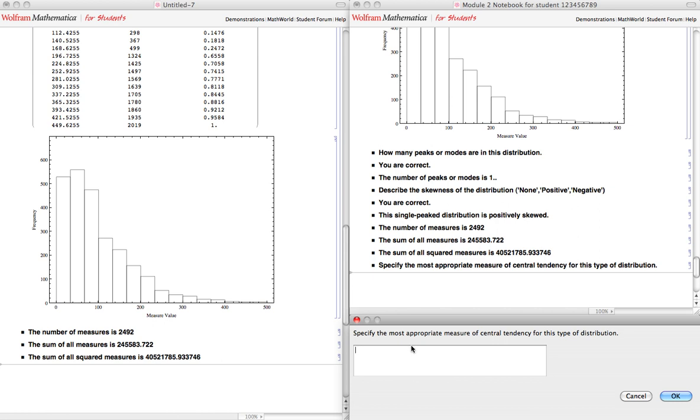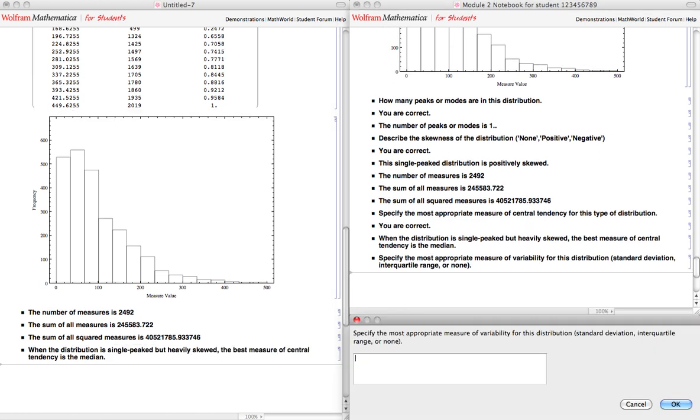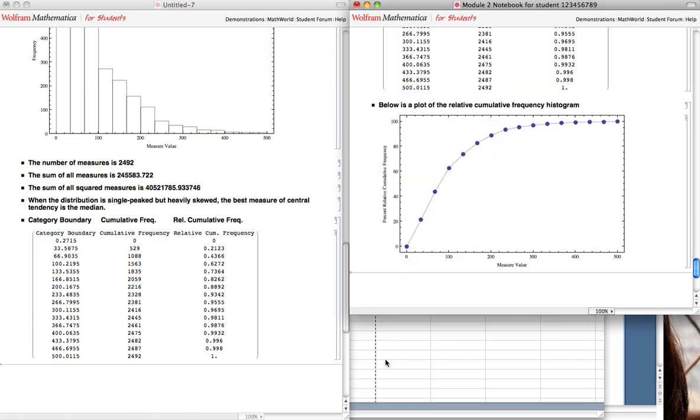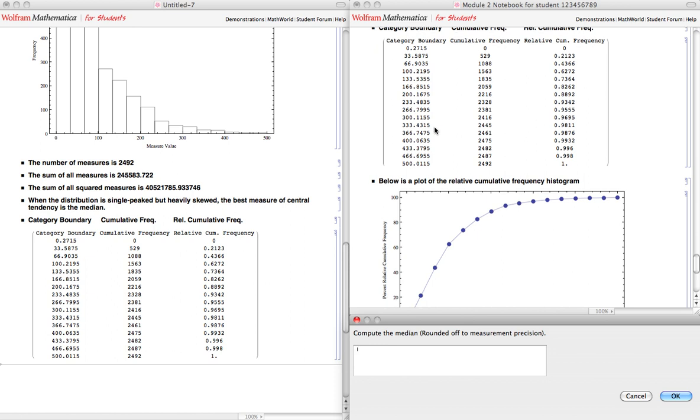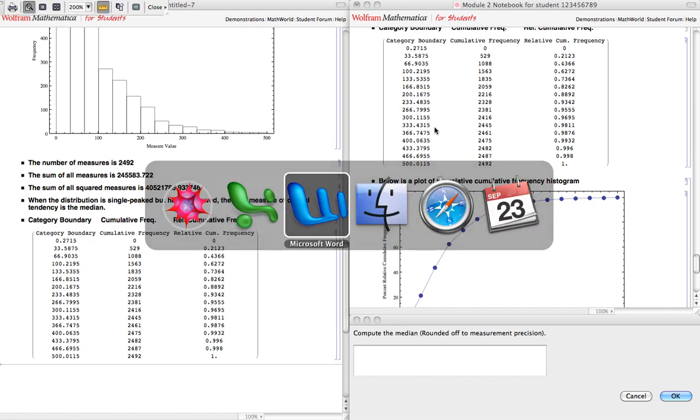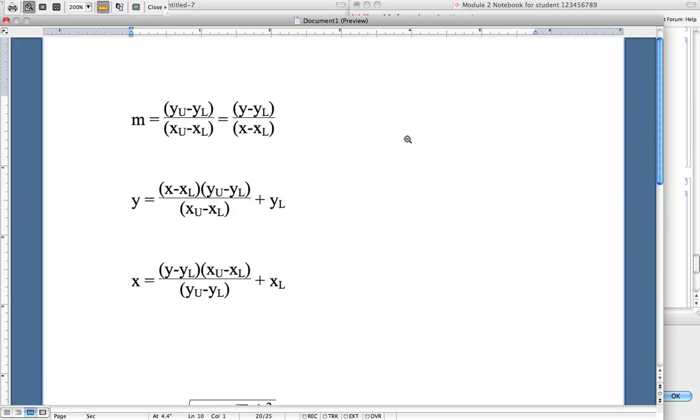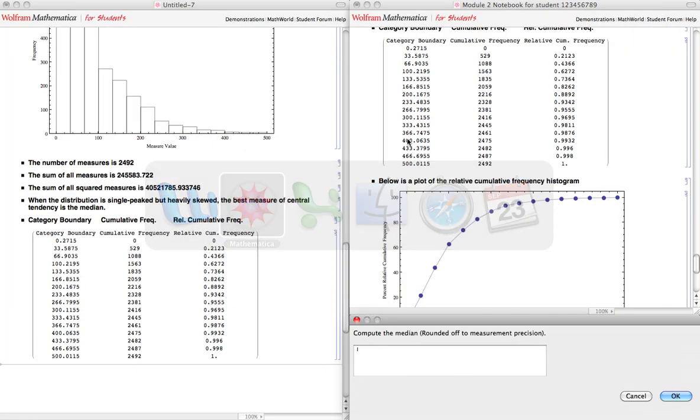Specify the most appropriate measure of central tendency. This should be easy, right? Median. The most appropriate measure of variability, again, because of the skew, is the interquartile range. If there was no skew, it would be the standard deviation. You are correct. And then you have to compute the median. It's the 50th percentile point. So again, you have to use linear interpolation. You're looking for an x value. Your y is equal to 0.5, and so on and so forth. You just follow the same steps that I showed you before using these equations. Okay, it's not too difficult. Well, at least it's not impossible.